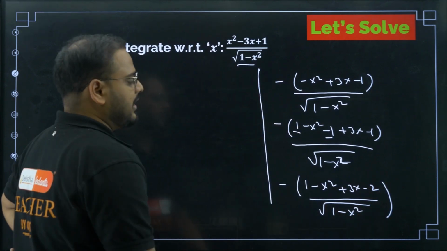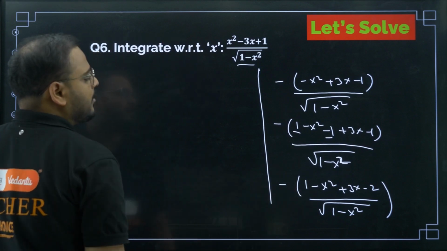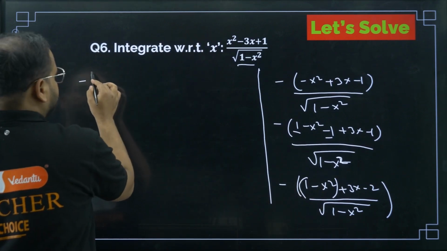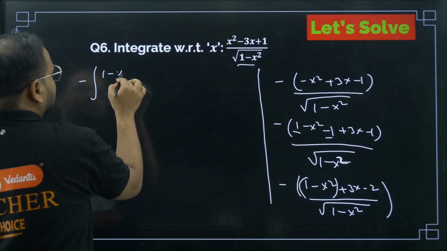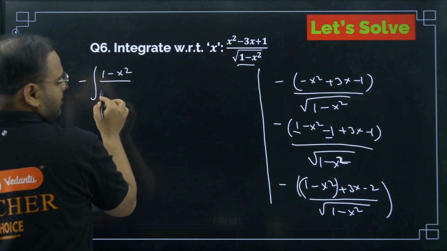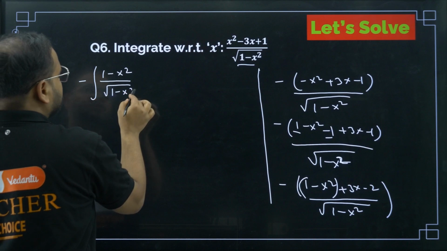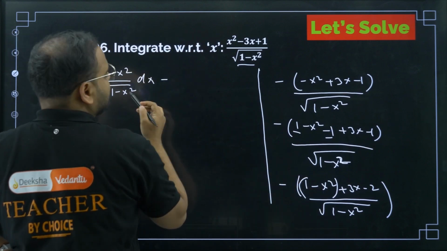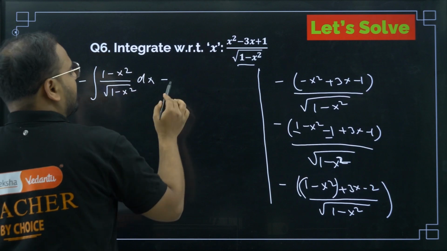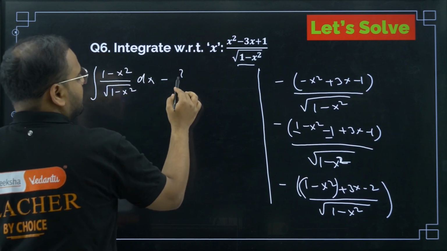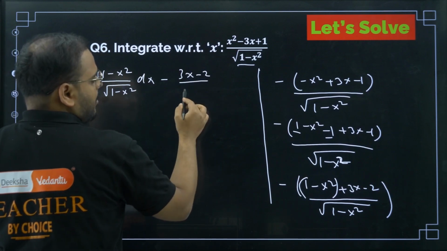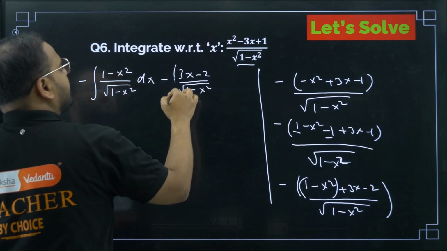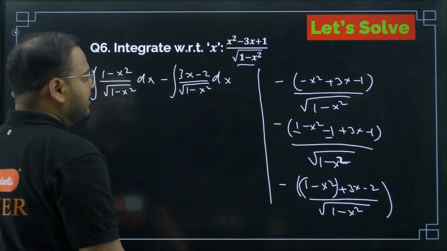Okay, yes or no? Now I want to integrate this, right? So let's take this minus sign common. What am I going to get? I want to break this bracket over here. I get minus integration of 1 minus x square upon root of 1 minus x square dx, and I'm going to take this minus sign with this also. So it will become minus, tell me, it will become 3x minus 2 upon 1 minus x square. Okay, again integration.